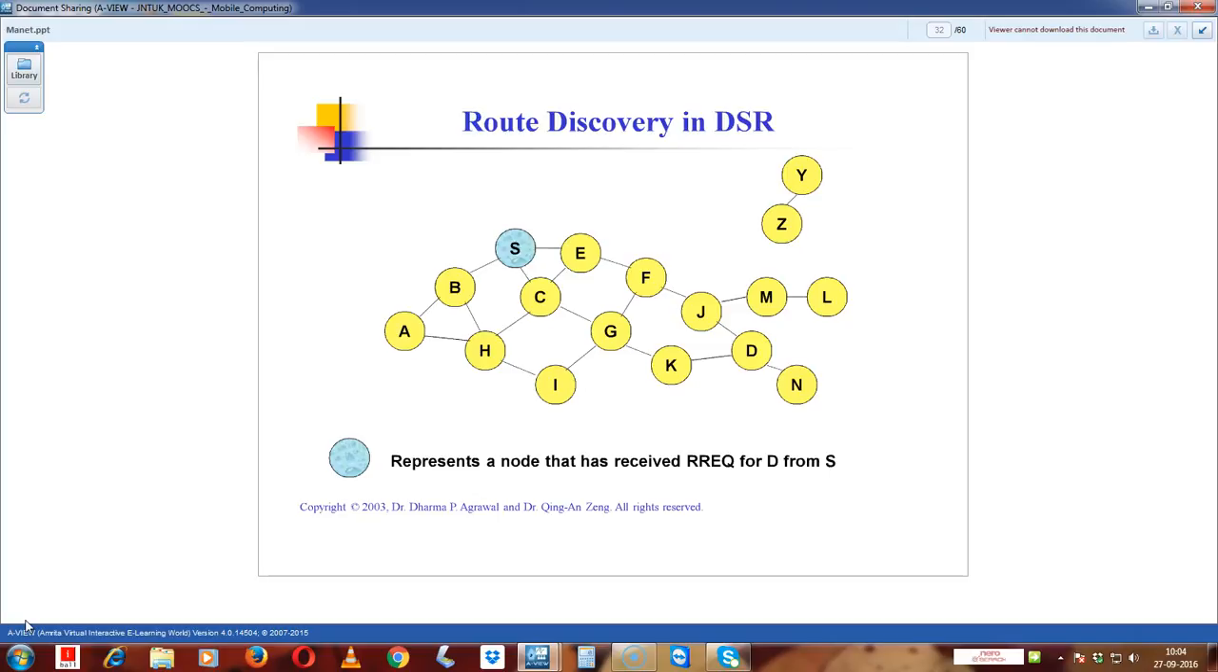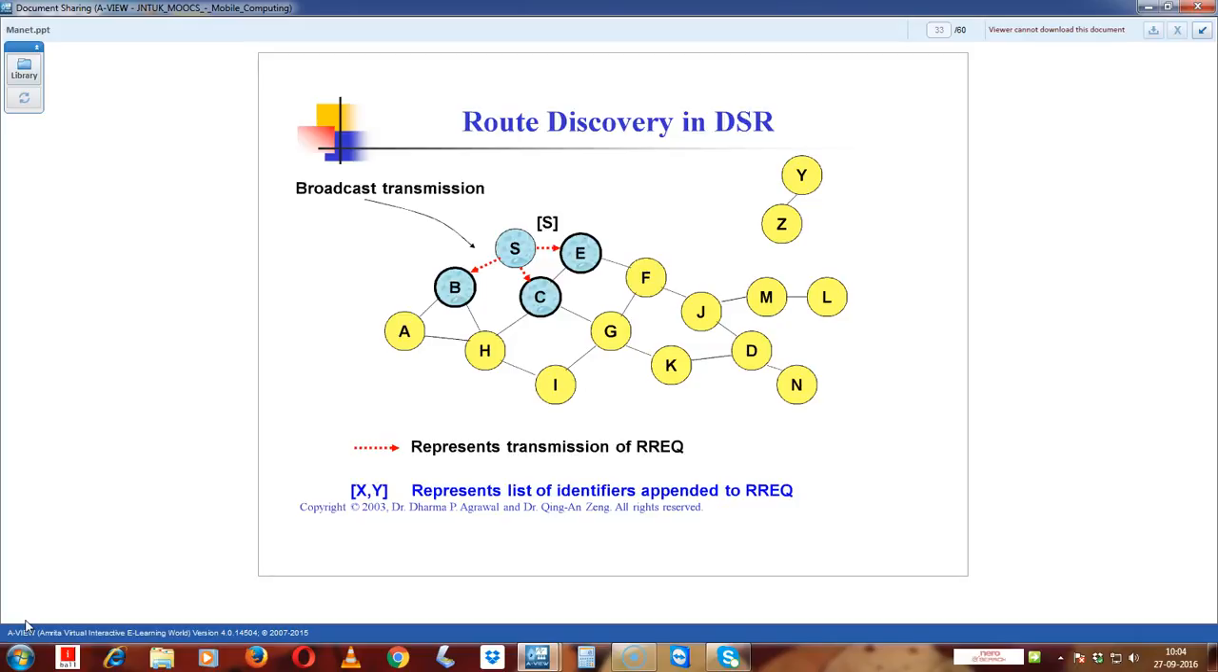Okay. Here we basically want to transmit from source to destination. Source is your S, D is your destination here, and then you will transfer. You will find out the route. How will you find out the route? You broadcast the transmission. Broadcasting means the source will put its own address into the packet. It will transfer to B, C, and E.